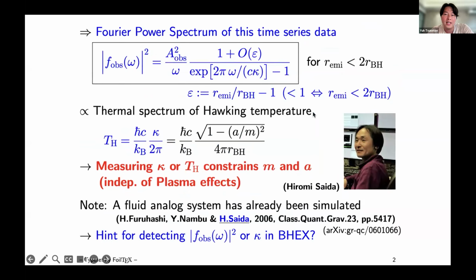From this, we can estimate the surface gravity or an equivalent temperature, as shown by this equation. Measuring this would provide a new and independent way to constrain the mass and spin of the black hole without being affected by the plasma environment. Also, simulations of fluid analog systems have been performed, hinting that BHEX observations could try to detect them.